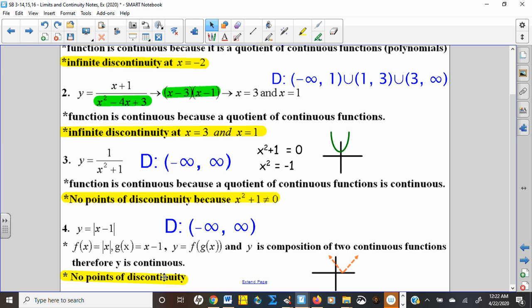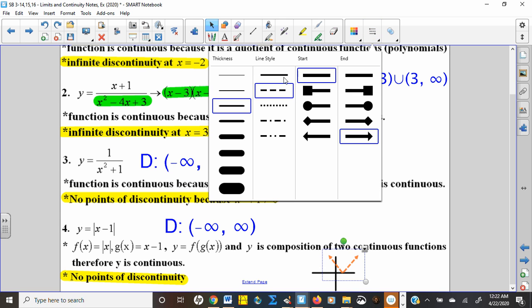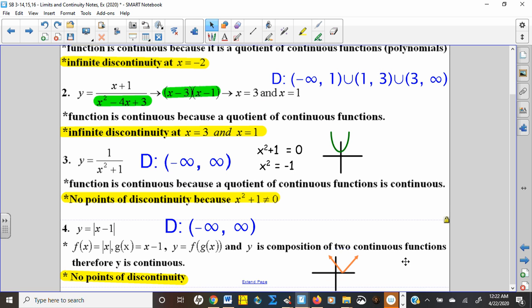There are no breaks in the graph. Of course, it doesn't look like that because I used a dotted line for some crazy reason. So I'll, boom, now it's not dotted anymore. Cool.